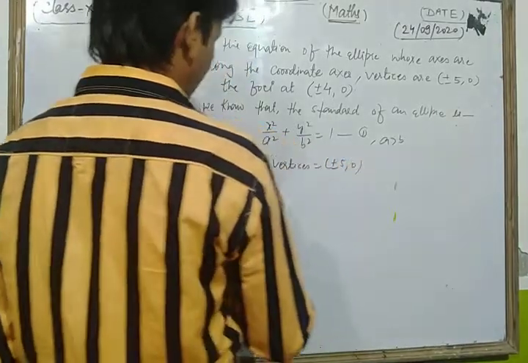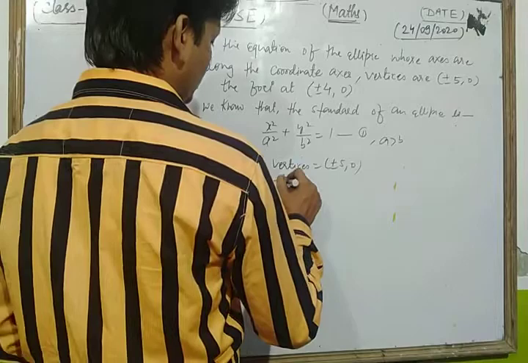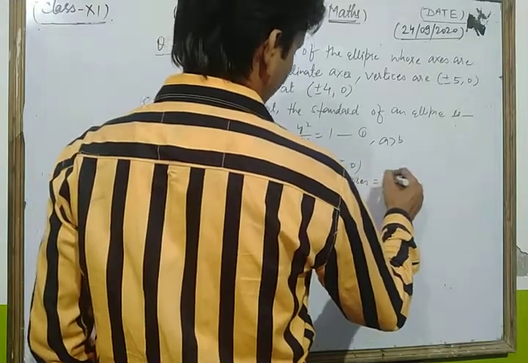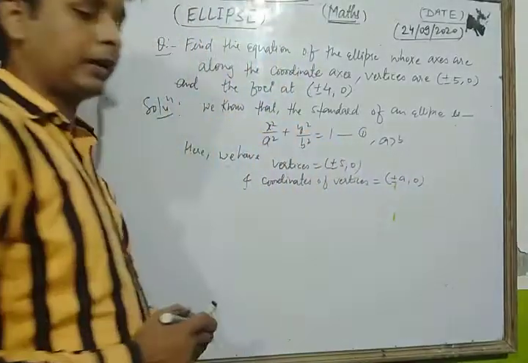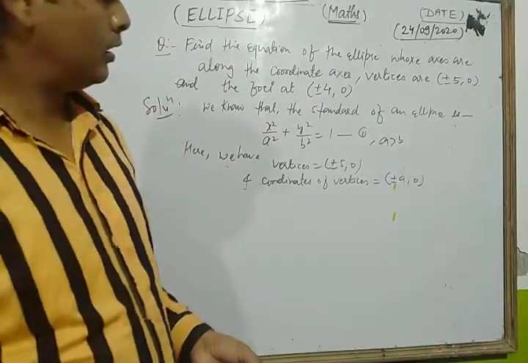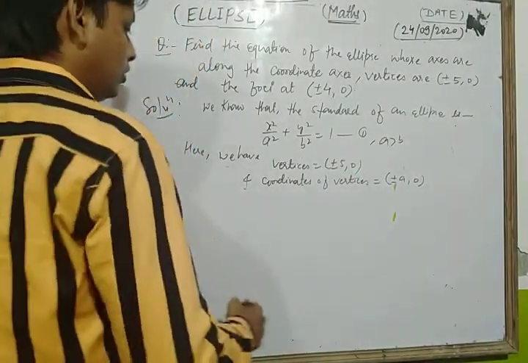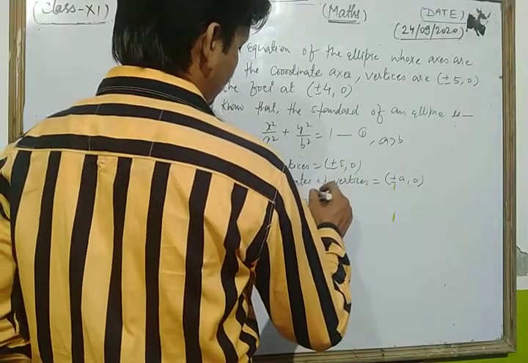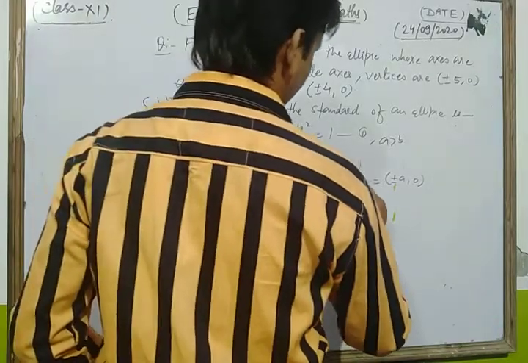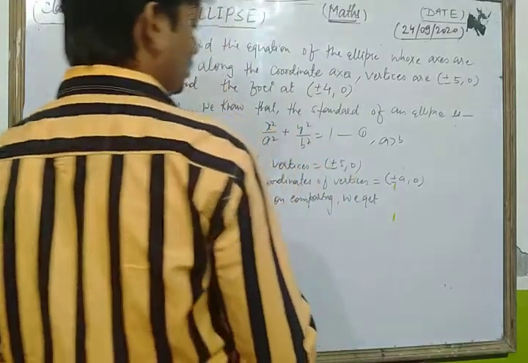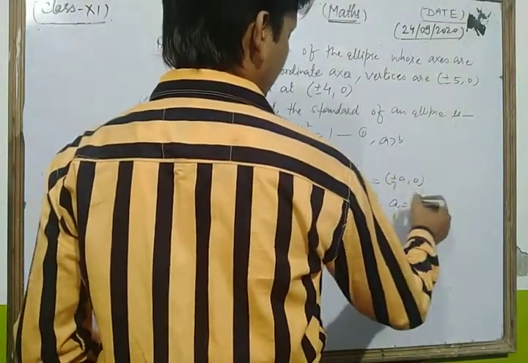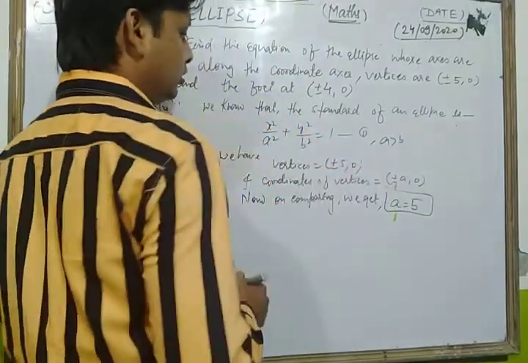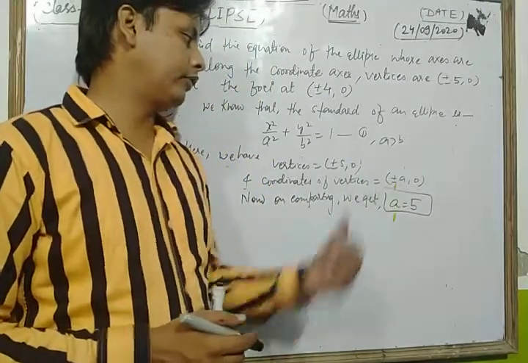Plus minus 50. And we know that the coordinates of vertices are plus minus A, 0. Now on comparing, we get the value of A is what? 5. On comparing both the formula and the given values, we get the value of A is 5.